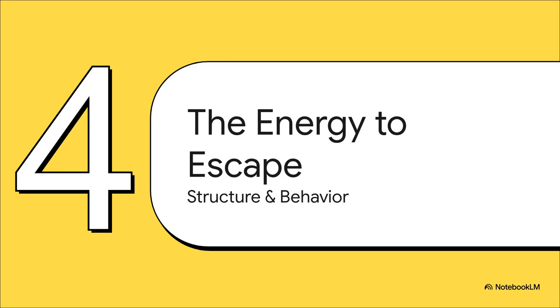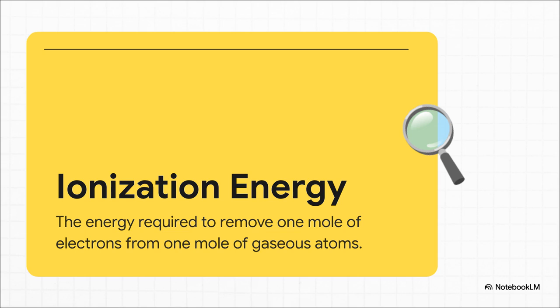So why do we care about all these shells and orbitals and spins? Why does it matter? Because this incredibly precise structure is what gives an atom its personality. It dictates exactly how it will behave and react with other atoms. And we can actually measure this personality by seeing how much energy it takes to rip an electron away. And that measurement has a name, ionization energy. I like to call it getaway energy.